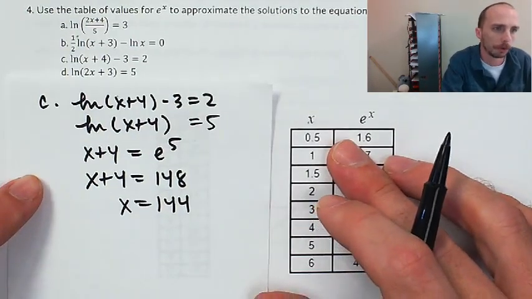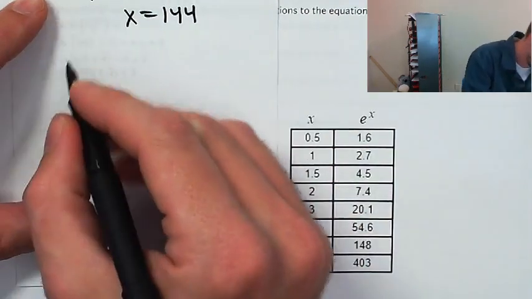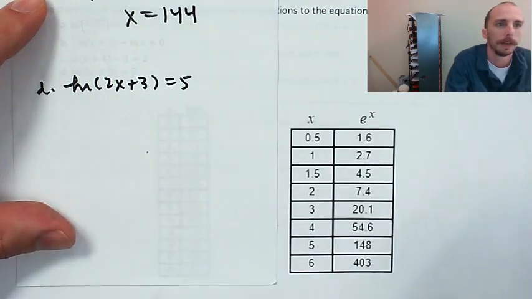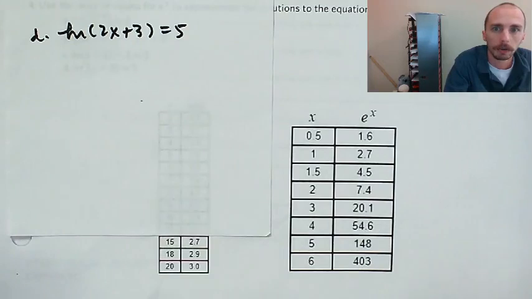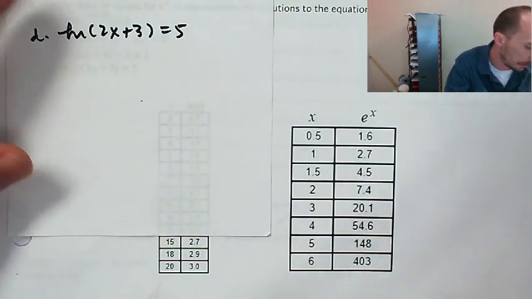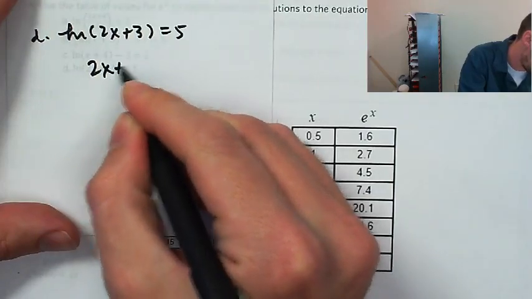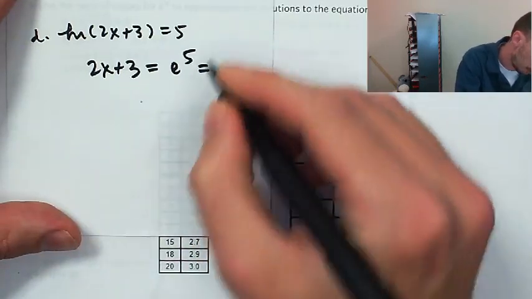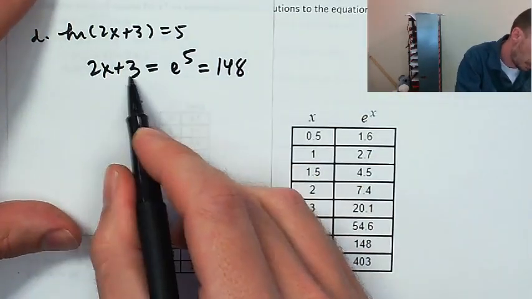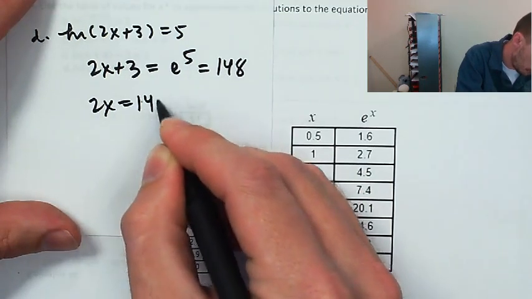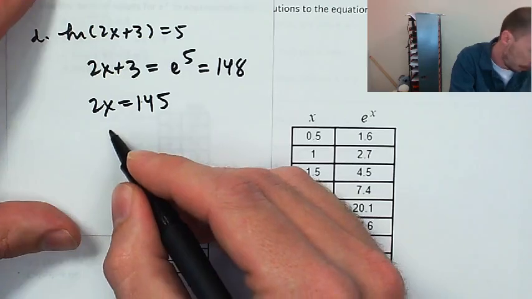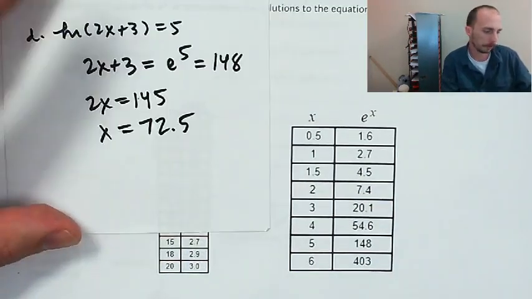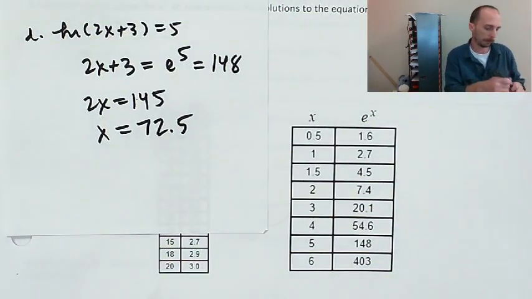Okay, and then in part D, I've got natural log of 2x plus 3 equals 5. All right, and so I've already got my log isolated. I just need to take e to both sides' power, so 2x plus 3 equals e to the 5, which we're saying is approximately equal to 148. So I'm going to subtract 3. I get 2x equals 145. Divide by 2. Well, 140 divided by 2 would be 70, and 5 divided by 2 is 2.5. Okay, so I get x equals 72.5. Is that it? Yes. That's going to be all the problems for this video.